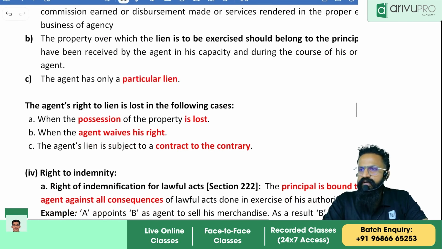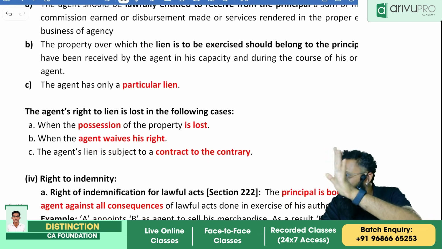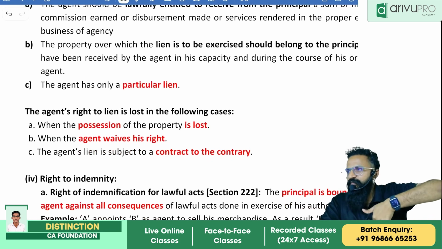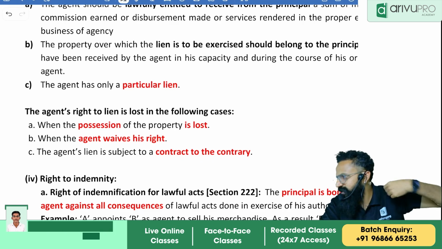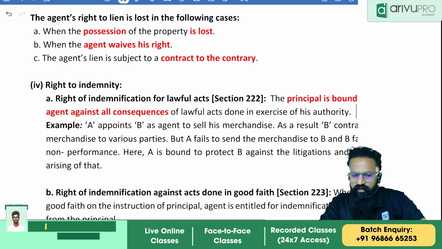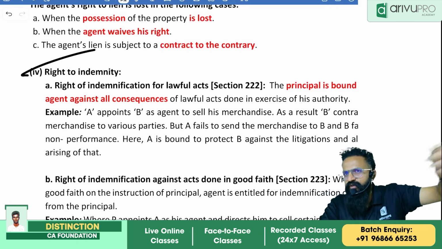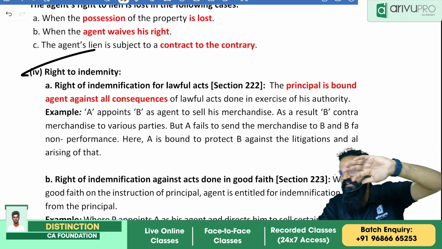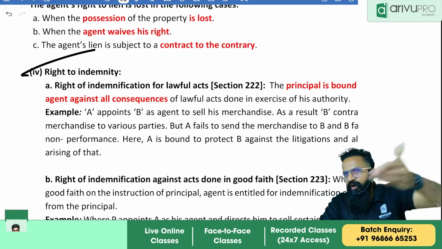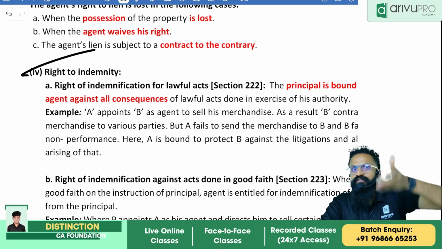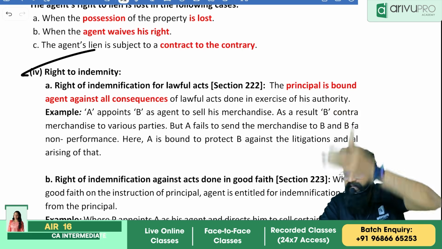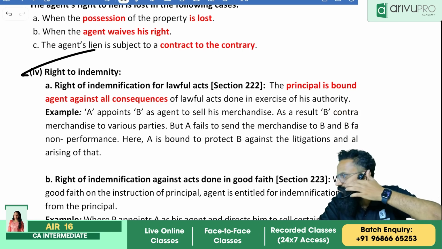Agent's lien on property. Agent has a particular lien. If your property is with me, I can keep it with me until I recover all the money that you have to pay to me. Okay. Right to indemnity. Because of you, if I suffer any loss, it is your duty to give it to me. Principal said, get a business. I got a business, but you failed to supply the material. He will file a case on me. You are liable to repay the money for it.